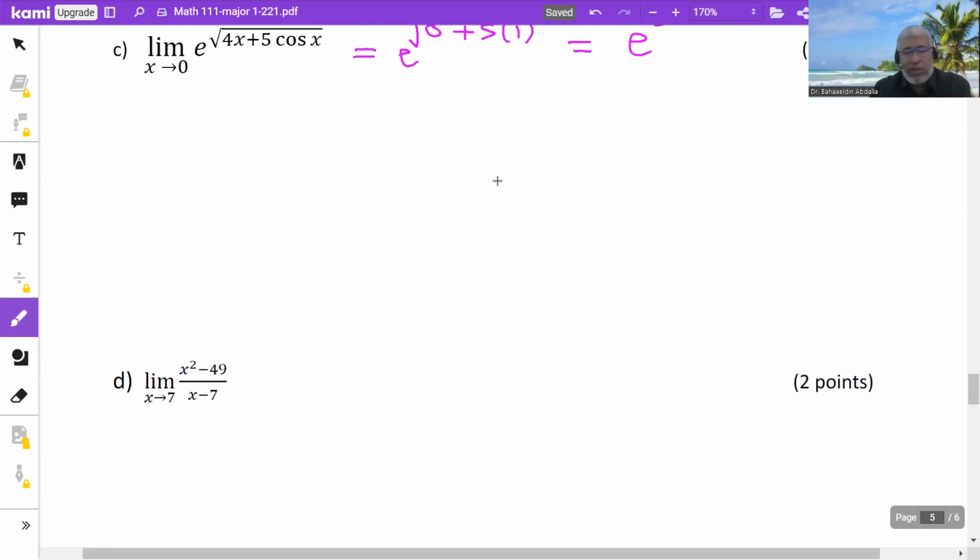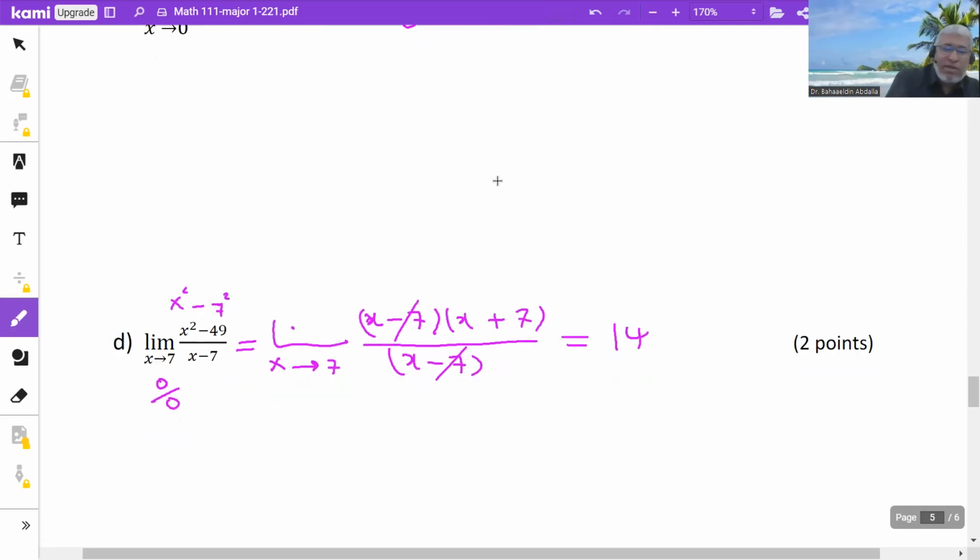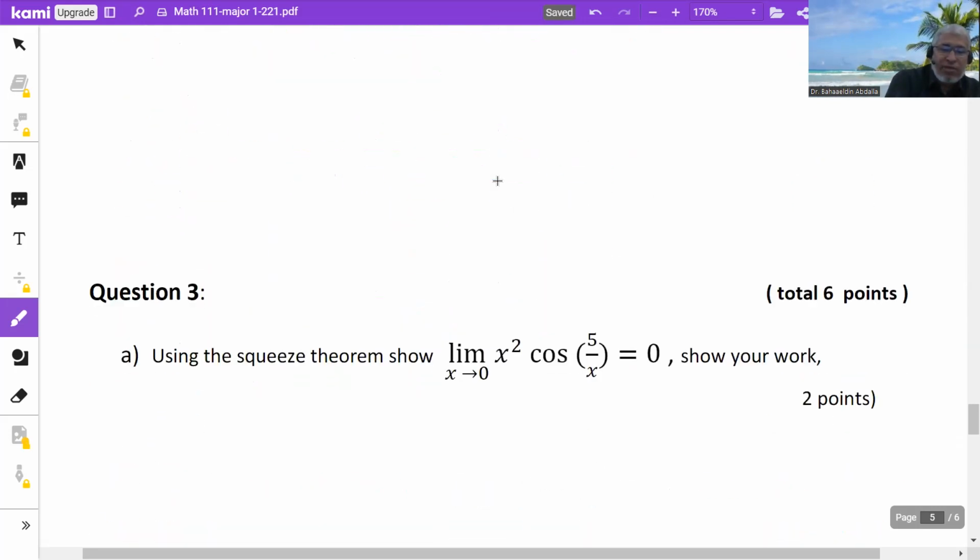Here I replace x by 7. 49 minus 49, that's 0. 7 minus 7, that's 0. Let us try factoring. Notice that 49 is 7 squared. So I have x squared minus 7 squared. So I can factor it into x minus 7 times x plus 7, over x minus 7. Cancel these two, replace x by 7. 7 plus 7 is 14, and that's the limit.